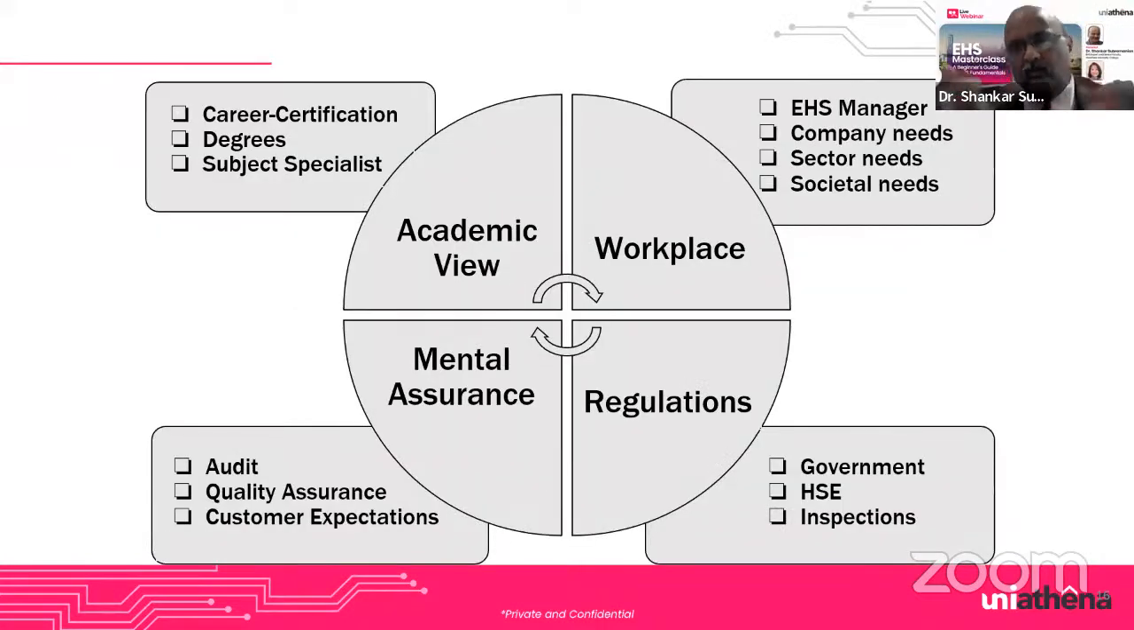If you're looking at the whole gamut, how do you look at it? You have the workplace, the regulations, the quality assurance, and the academic field all put together. In the academic field, you go for career certifications such as health and safety inspector or health and safety supervisor, anyone. It can lead to a health and safety degree, awards, rewards. It could be a subject specialist, at the workshop, or an equipment specialist.